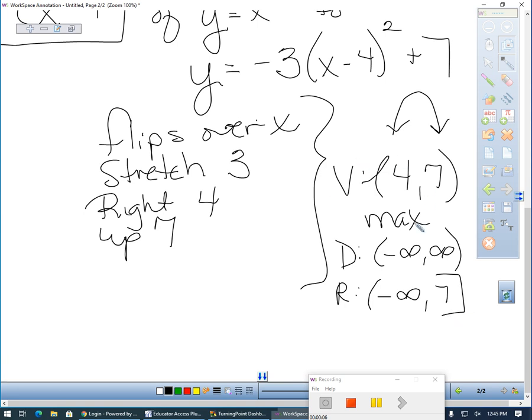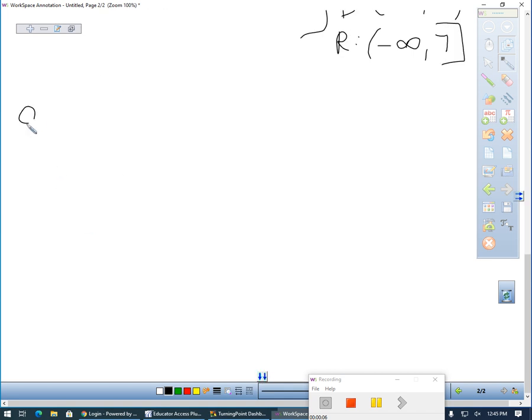Now, these are just extra bonuses. That's not part of your questions at the beginning. They just want you to describe. But I just wanted to see what you remembered before we really got into it. Okay? So, are we good with the whole translation? Yeah, I know you guys know that stuff really well, right? So, here is example number 2 then.